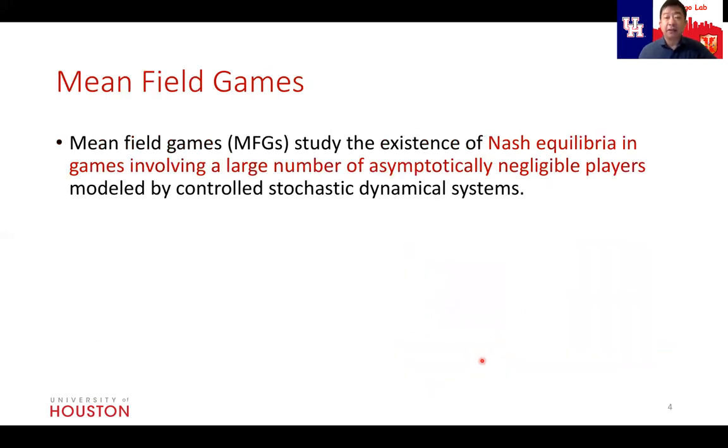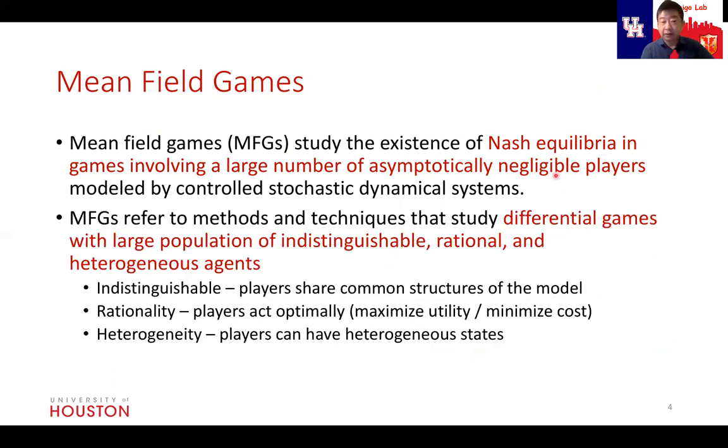So the mean field game studies the existence of Nash equilibrium in a game involving a large number of asymptotically negligible players. This is basically the school of fish, which is very small. It's a differential game with a large population, and it has three characteristics. First is indistinguishable, which means the small fish are very small. And the rationality, which means every player tries to maximize its own utility only.